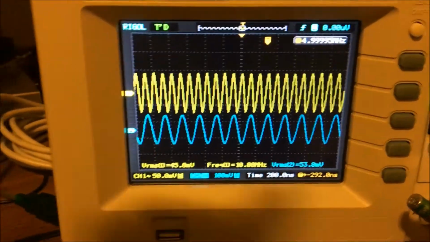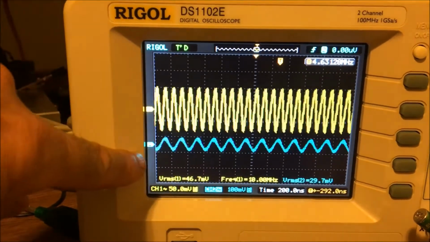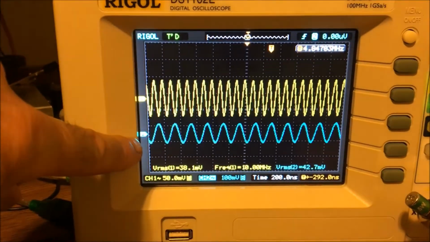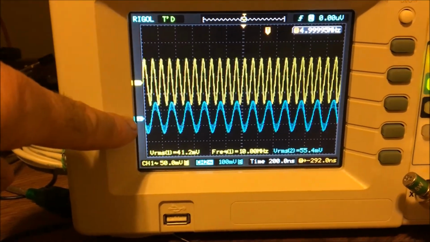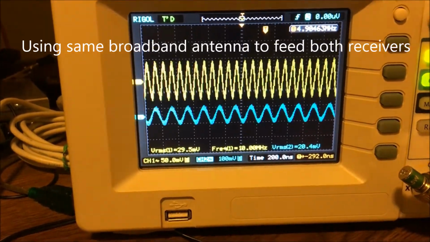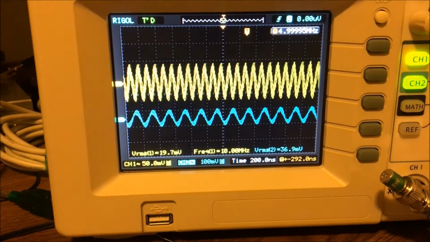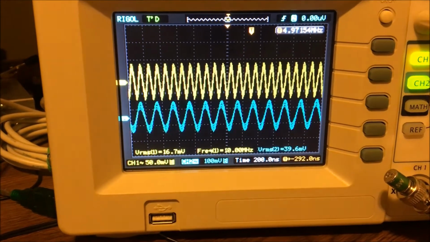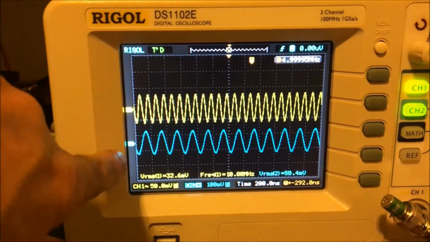Okay, this is an example showing the 10 megahertz WWV signal out of the 10 megahertz TRF receiver and the 5 megahertz WWV signal out of the 5 megahertz TRF receiver. And you can see they're pretty stationary relative to each other, which is what we'd expect. And we're triggering off of channel 2, which is the 5 megahertz signal.